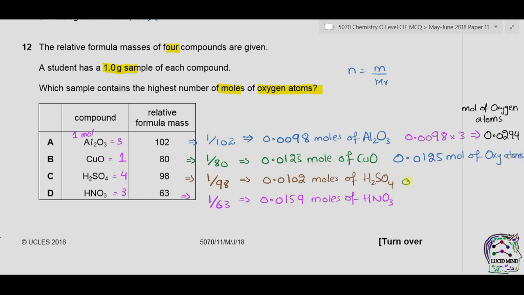Similarly, for the third one, we can multiply 0.0102 with 4. So it comes equal to 0.0408 moles of oxygen atoms. Similarly, for D, we can multiply 0.0159 with 3. So it comes equal to 0.0476 moles of oxygen atoms. By comparing the number of moles of oxygen atoms, we can see that the largest value is obtained in part D, because more number of moles means more number of oxygen atoms. Therefore, the answer is D.